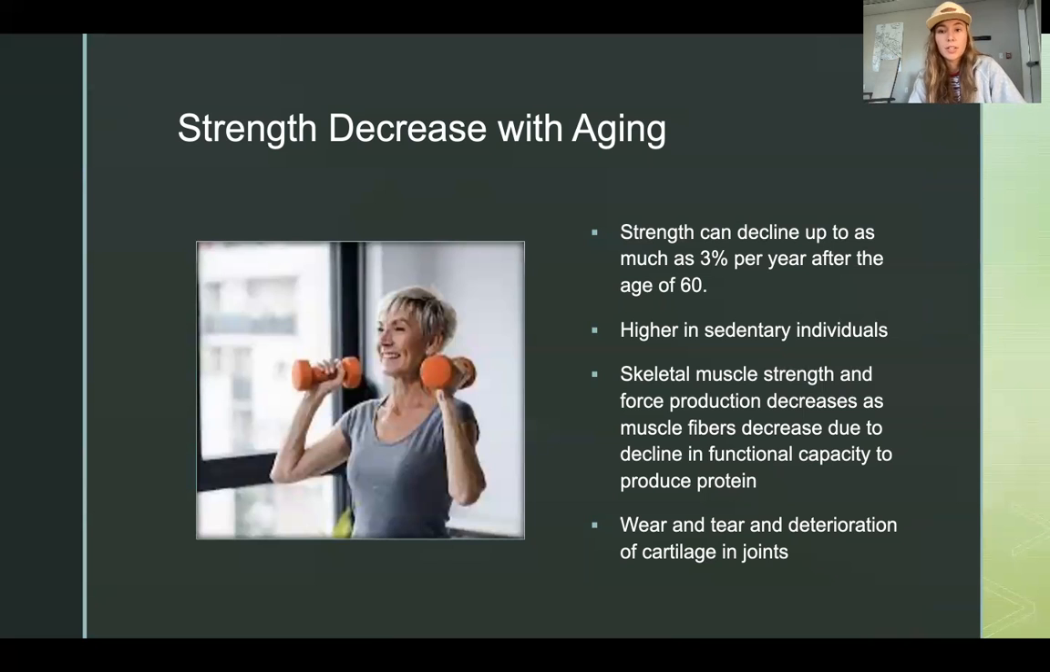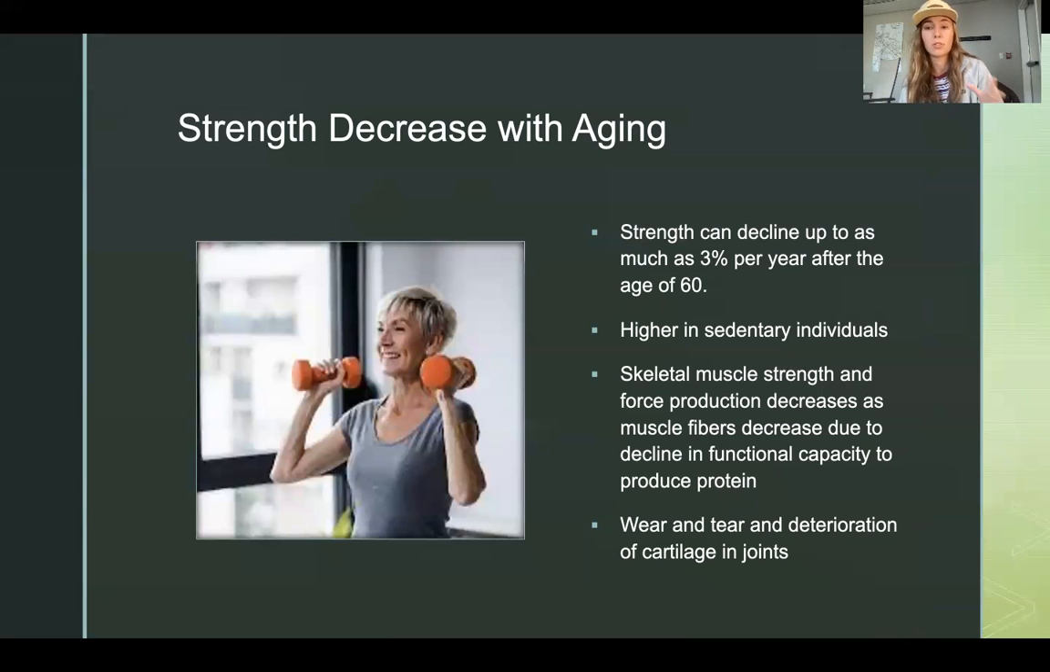So strength can decline up to as much as 3% per year after the age of 60. I found this in my research. And I also found that it was higher in sedentary individuals, that this was a faster progression than individuals who are involved in exercise programming.